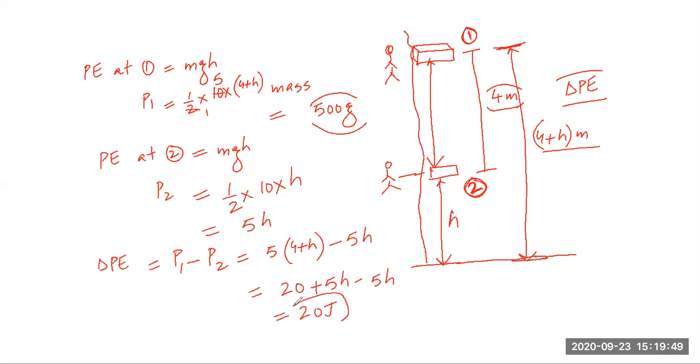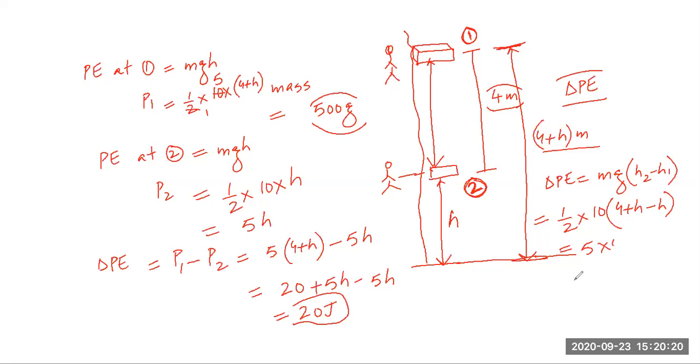Is that the change in potential energy? We can also calculate potential energy very simply. Change in potential energy is equal to mg times h2 minus h1. What is the mass? Half. g is 10. h2 is 4 plus h, minus h1. h1 is h. So this is equal to 5 into 4, that is equal to 20 joule.